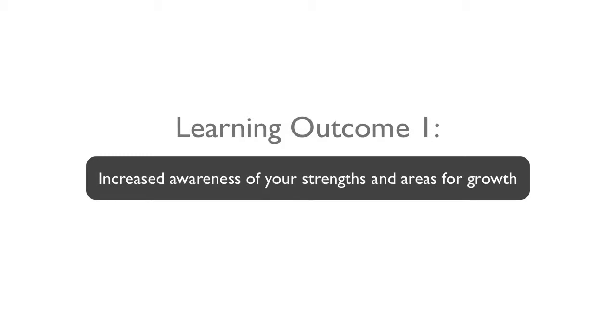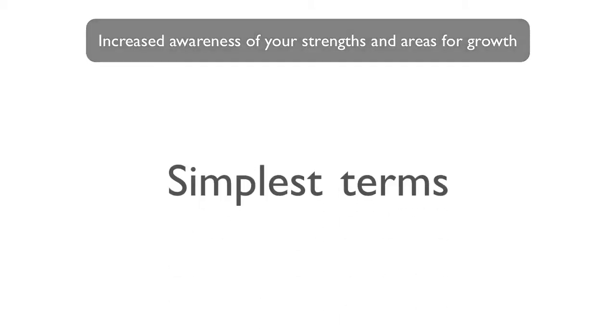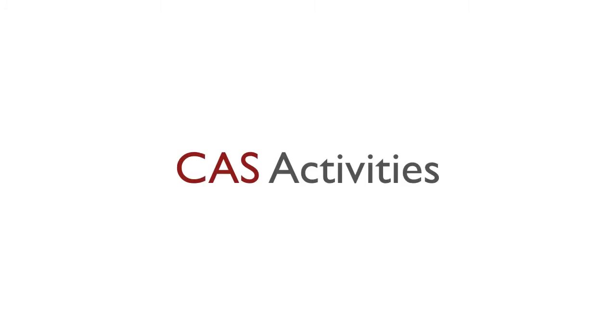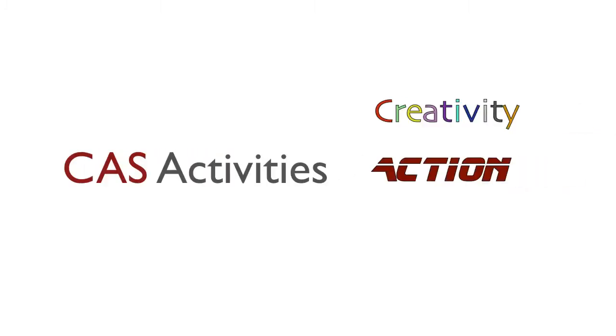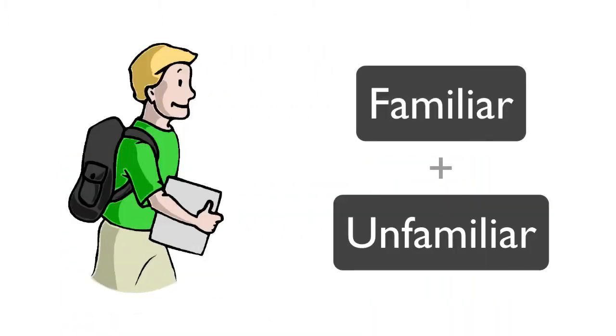Learning Outcome 1: Increased awareness of your strengths and areas for growth. This learning outcome is fairly straightforward, so I'll try and put it in the simplest terms possible. CAS activities, whether they be creativity, action, or service-oriented, require students to participate in both familiar and unfamiliar situations.